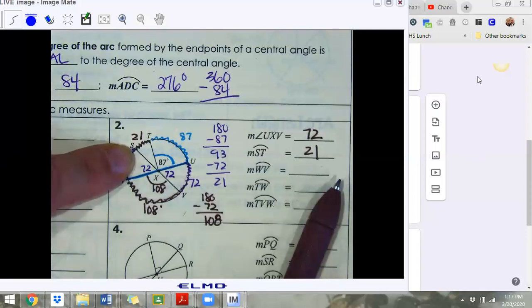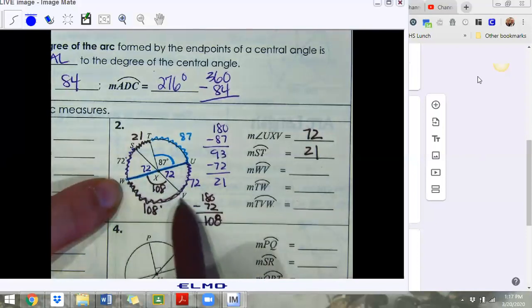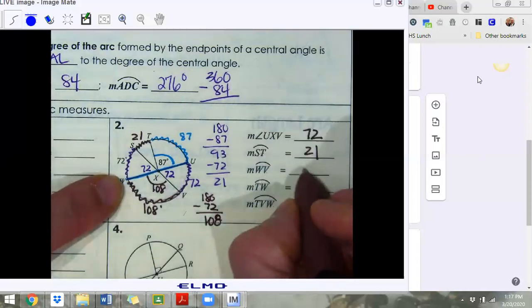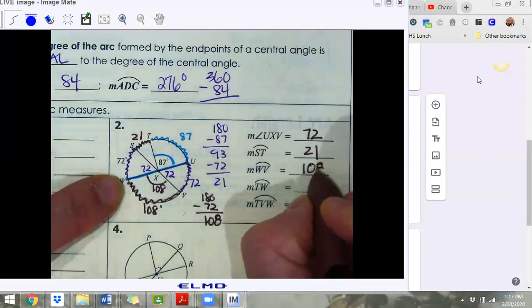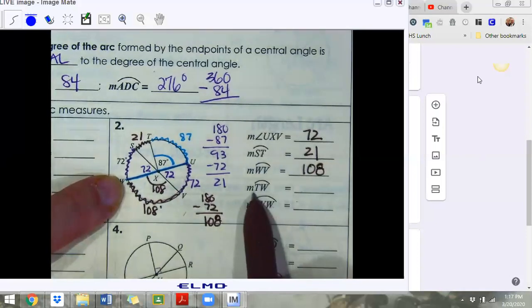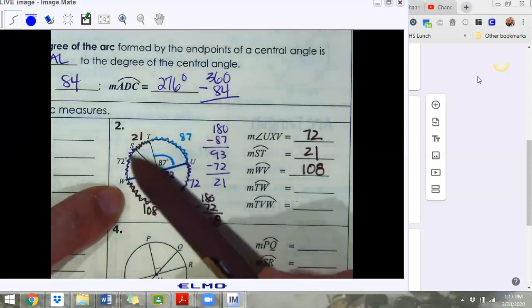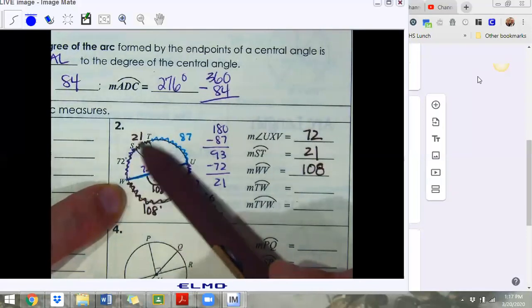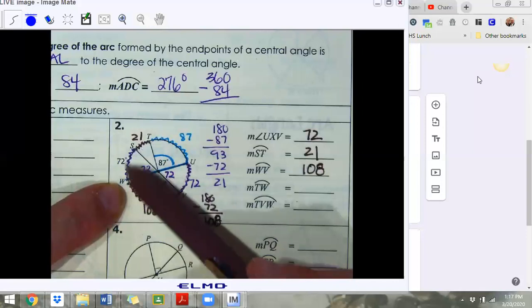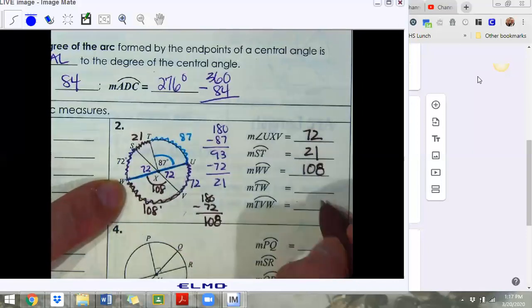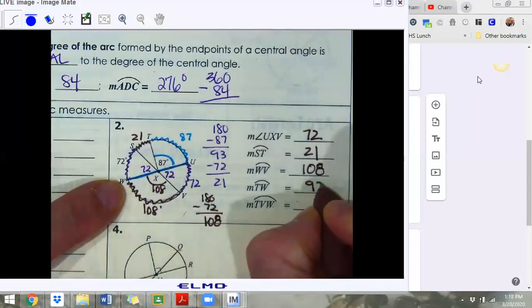That's all right. Okay, so arc WV is what? WV, so again, 2 letters. 108. I know it has to be small, so 108. Arc TW, how am I going to find that? Yeah, you add the 2 arcs. Good, add the 2 arcs, so 72 and 21 gives me 93.